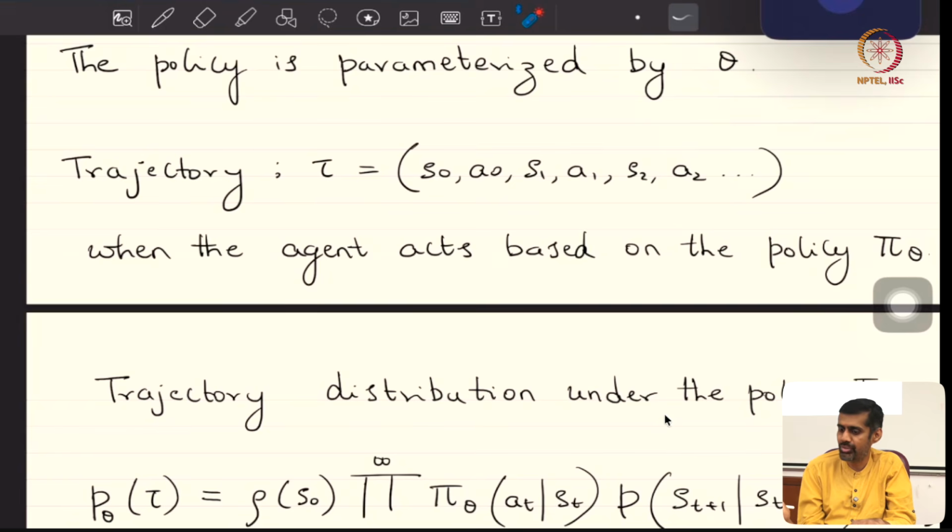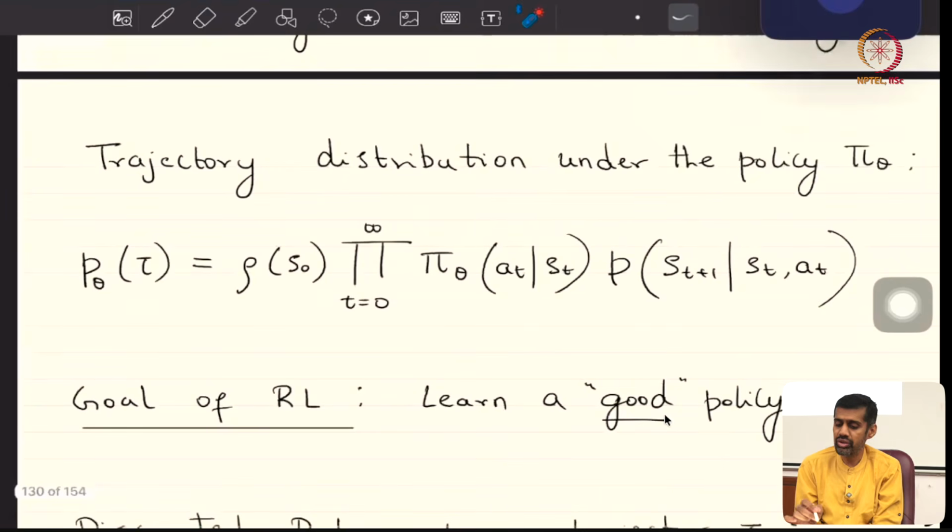That's what RLHF is all about. Okay, so let's formulate the problem. So since the trajectory, any question?